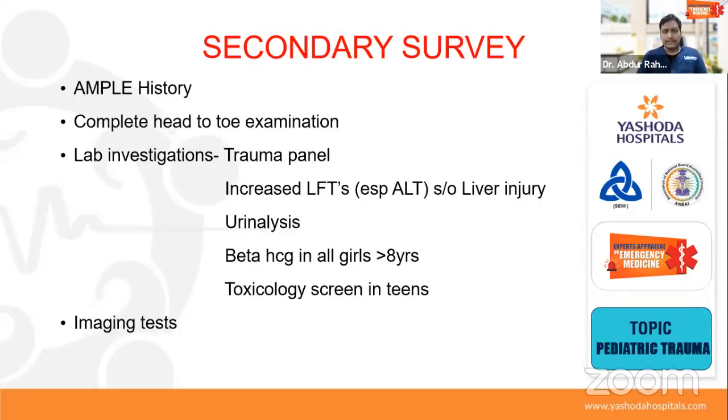Coming to the secondary survey, first we'll take an ample history, that is allergies, medications, past history, last meal, and events related to the injury. We should take the ample history and proceed with a complete head to toe examination. This complete head to toe examination is to assess for secondary injuries, any other findings, any other penetrating injuries we should be able to identify here. And we can send lab investigations like trauma panel and liver function tests, urine analysis, beta HCG in all girls more than 8 years of age, and toxicology screening in case of teenage groups. And imaging tests can be performed here.